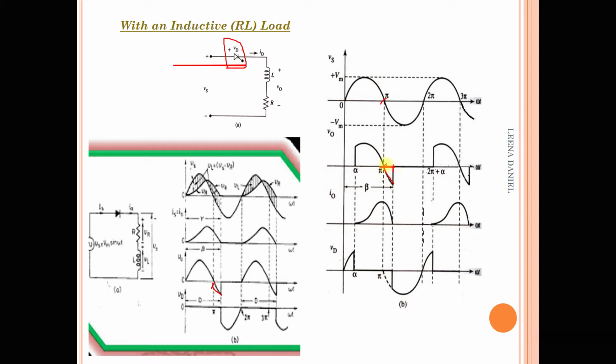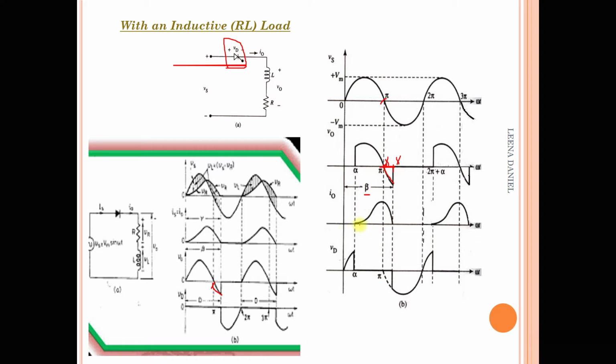So not at omega t equal to pi, it would go at omega t equal to, let us assume, beta. Beta is called the extinction angle, because conduction extends beyond omega t equal to pi, it would go up to omega t equal to beta. Here beta is the extinction angle. Due to this inductor, this extinction angle comes into the picture.